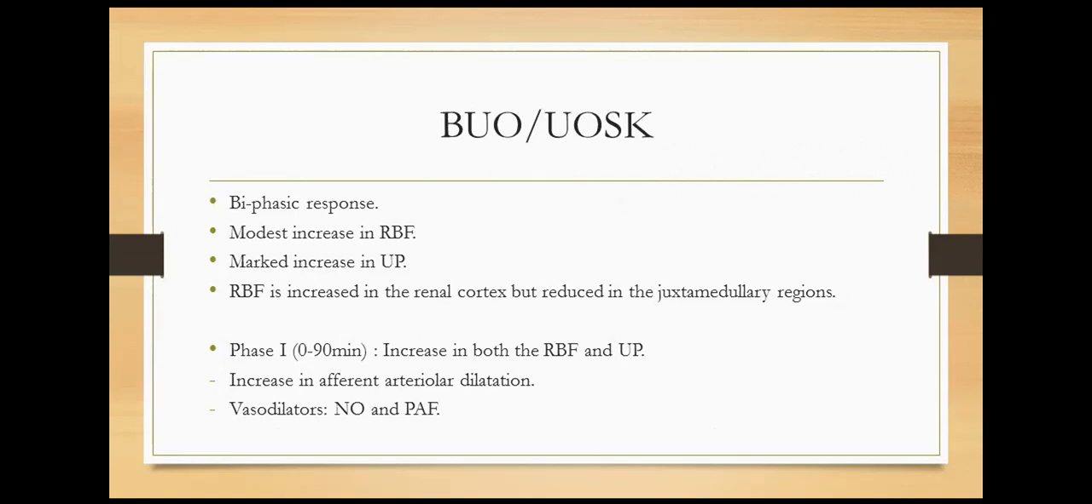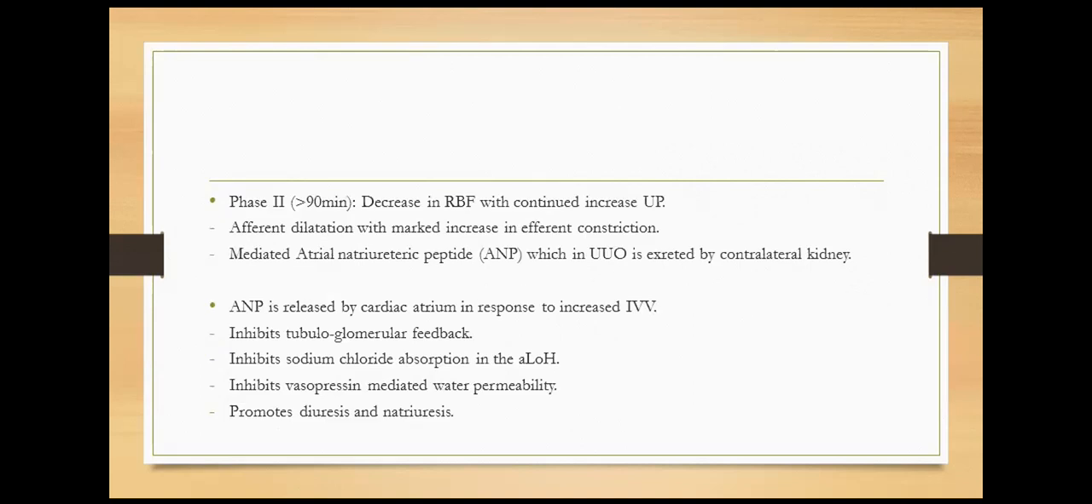And in the phase 0 to 90 minutes, what is important to know is that afferent arteriolar dilatation is again induced by inducible nitric oxide. But here, because you don't have a contralateral kidney that's functional, you don't get prostaglandin E2, but get the platelet activated factor. Phase 2, which is more than 90 minutes, you then see the decrease in renal blood flow, continued increase in ureteric pressures, afferent dilatation, marked increase in afferent vasoconstriction.